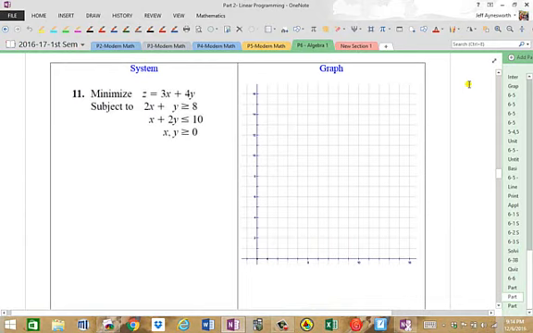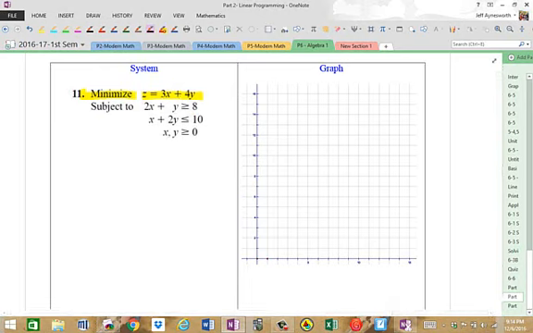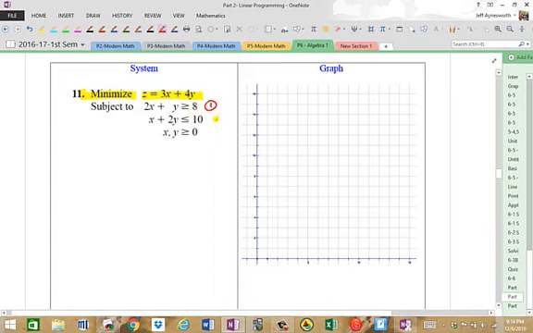I want to cover this with you because this is an example where we learn how to minimize and not maximize this function right here, which we call z this time, not f. You can call it any variable you want, which is equal to 3x plus 4y. What corner point of the feasible region will minimize this? So we want to take each of these inequalities, and there are four of them here. The first one is 2x plus y greater than or equal to 8.